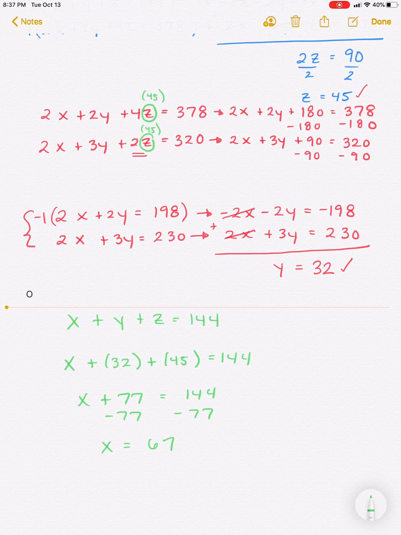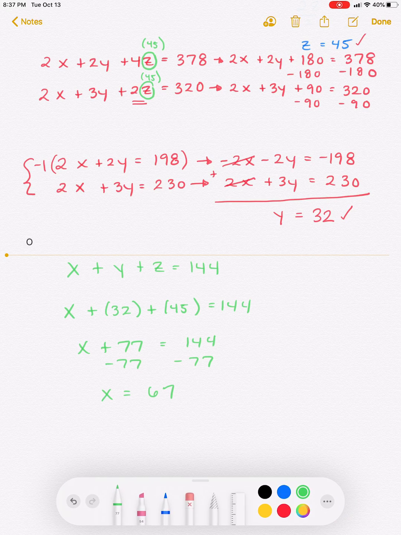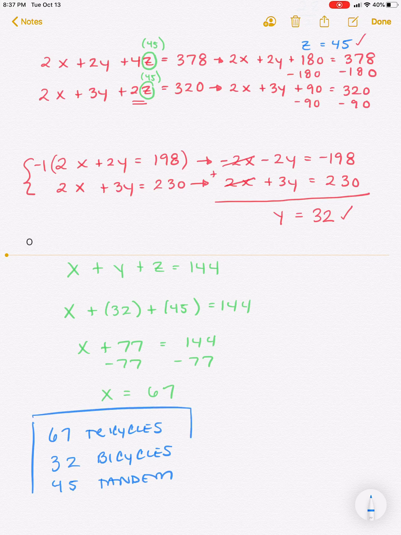Now again, we cannot leave our answer as x, y, and z. We need to go back and answer the question. It said, how many tricycles, bicycles, and tandem bikes? 67 tricycles, because we decided that x represented the number of tricycles. 32 bicycles. And finally, we ended up with 45 tandem bikes. And that right there is my final answer with all of the work.